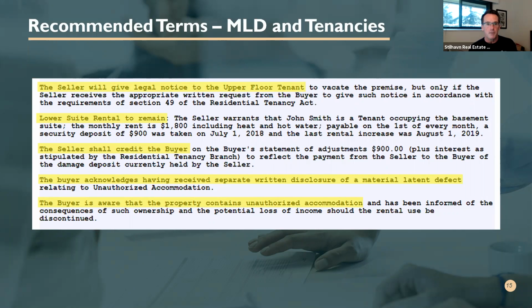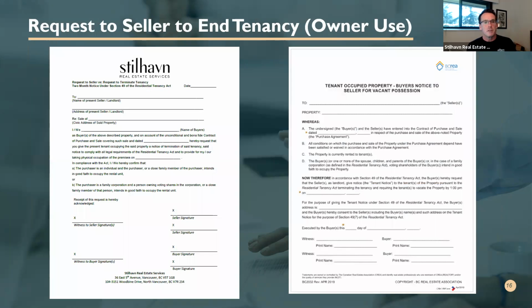Okay, so that was all for that one. Okay, so then note request for the seller to end tenancy. You probably have all seen these. There's actually two different versions. We have a Stillhaven one, and then there's also one from BCRA. You can use either one. So that's the request to seller to end tenancy for owner use.